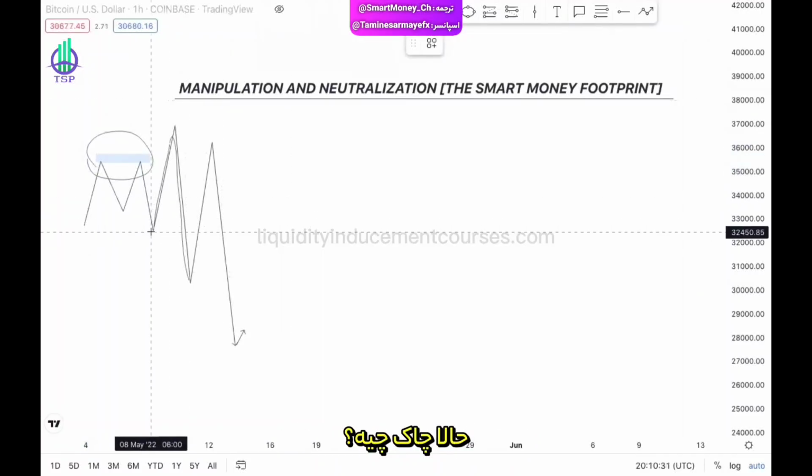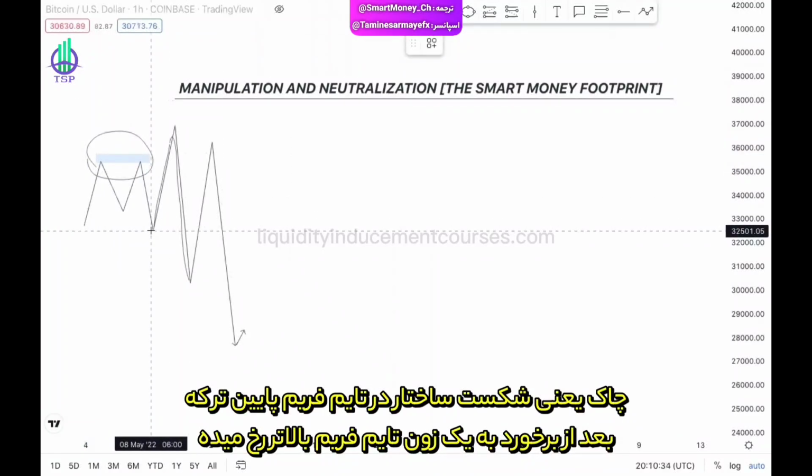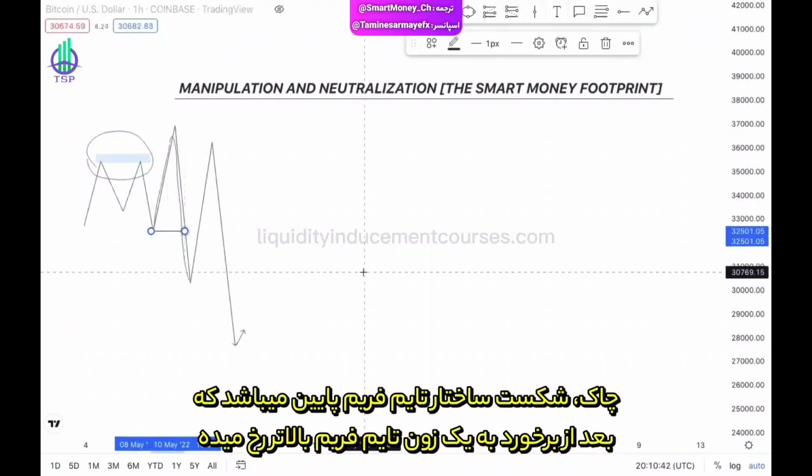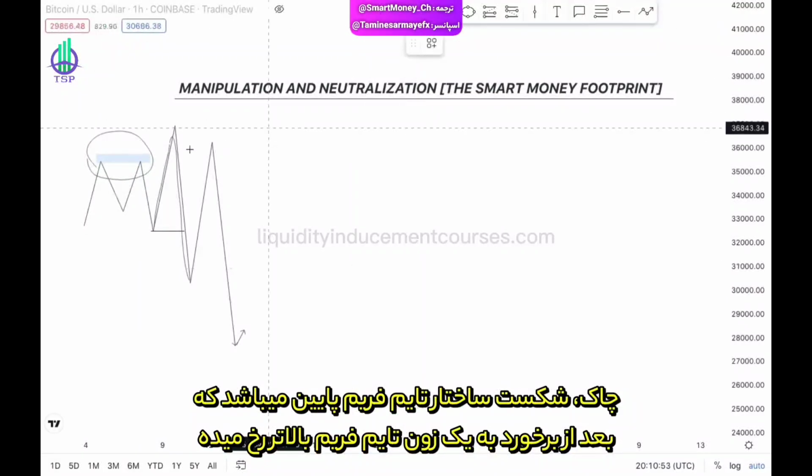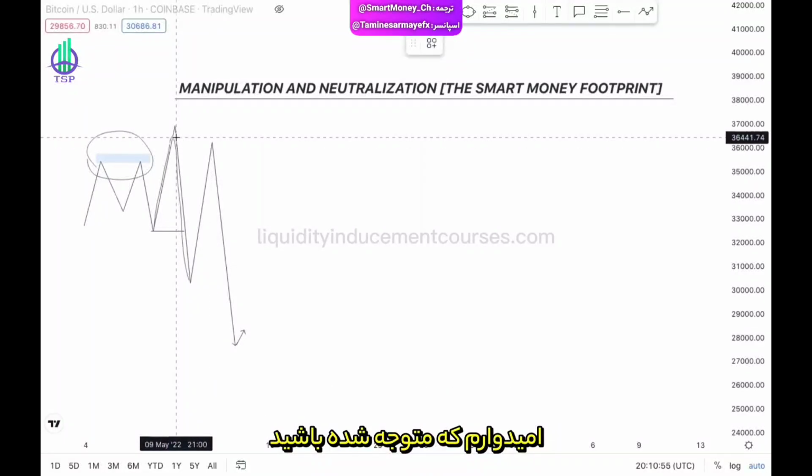Now, what is change of character? Change of character is a lower time frame break of structure occurring after a reaction from a higher time frame zone. I hope that makes sense to you.